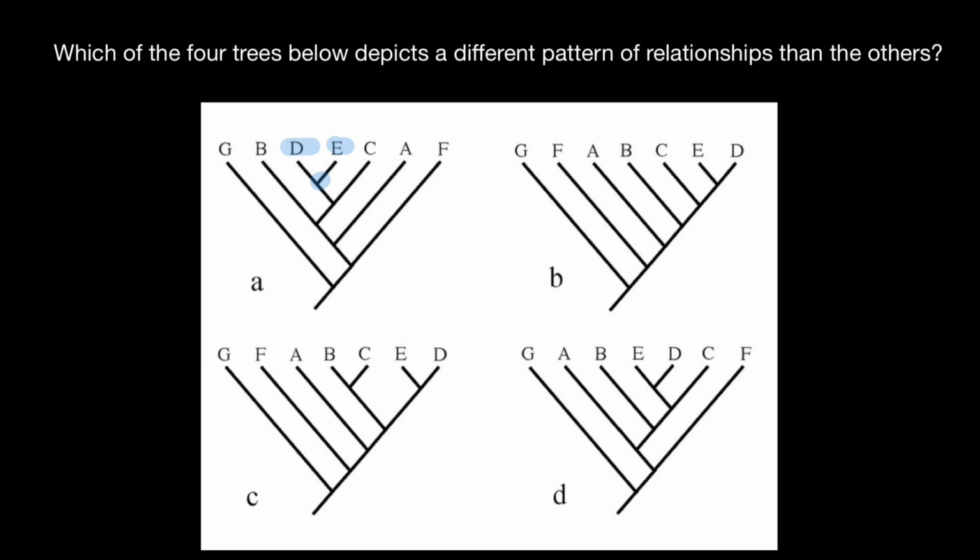Now let's analyze B. We also have taxa E and D and a recent common ancestor at this point. And let's analyze C: E and D have a common ancestor here. So far they are similar.